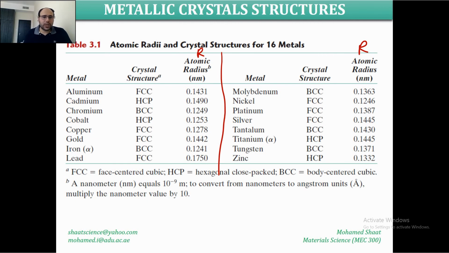If we talk about aluminum, it has an FCC crystal structure. Cadmium has an HCP crystal structure. Chromium has a BCC crystal structure. Copper has an FCC crystal structure. We also have titanium, which has HCP and BCC crystal structures. Iron has a BCC crystal structure. We also have another type of iron, by the way, that has an FCC crystal structure.